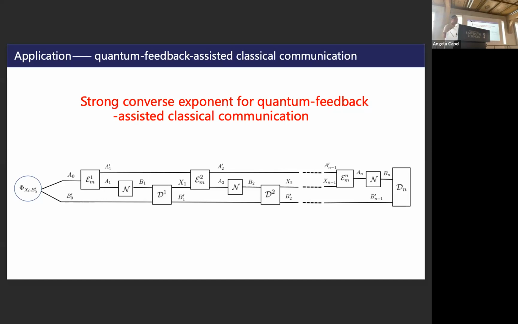After this, Bob applies a quantum channel D1 with output systems X1 and B1 prime. The X1 system contains the feedback information and will be sent back to Alice. The B1 prime system is kept at Bob's side for later use. This procedure will be repeated n times. At the last round, Bob will apply a decoding measurement to recover the classical message.